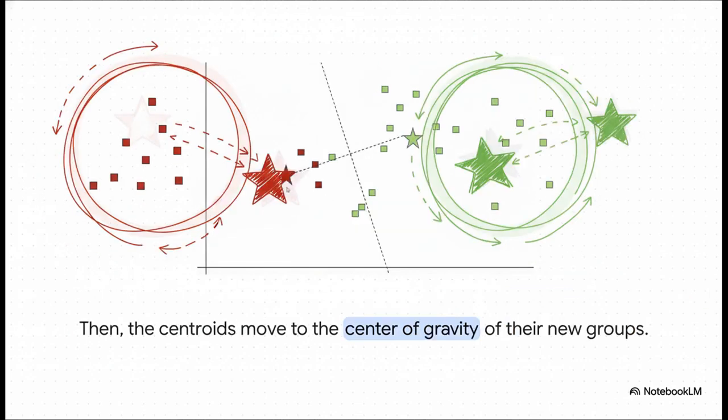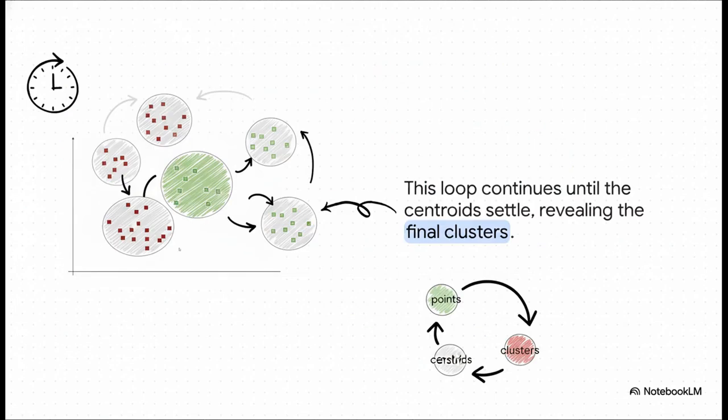But remember, those first spots were just random guesses. So now the centroids have to move. The red star shifts right to the center of gravity for all the red points, and the green star does the same for the green ones. They're finding a better home. And now, the loop begins. The points get reassigned to the new, better centroid locations. Then the centroids move again. This little assign and move dance goes on, until the centroids finally settle down and stop moving. At that point, the algorithm's done. It's converged, and bam, we have our final clusters.